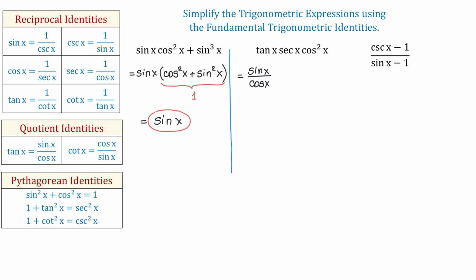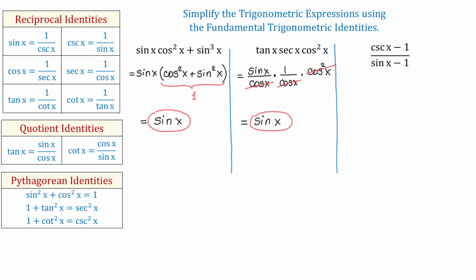Then, using the reciprocal identities, we will write secant of x as 1 over cosine of x. So in place of secant, I will write 1 over cosine of x. Then I will bring down cosine squared of x. And because cosine of x times cosine of x is cosine squared of x, it will cancel with this cosine squared of x. Then we are left again with sine of x. Now the third expression is cosecant of x minus 1 over sine of x minus 1.